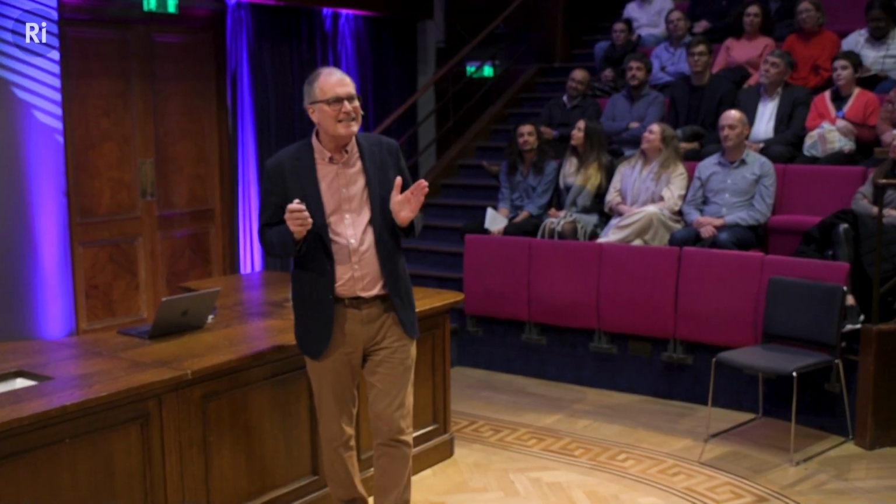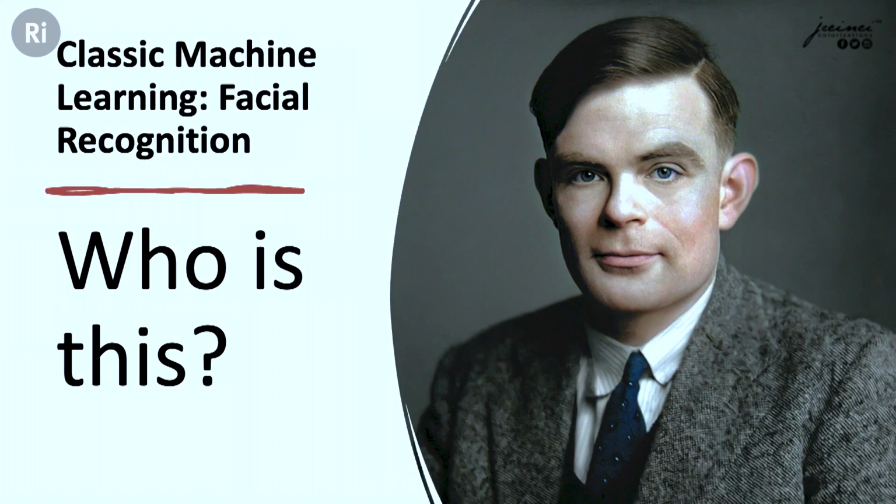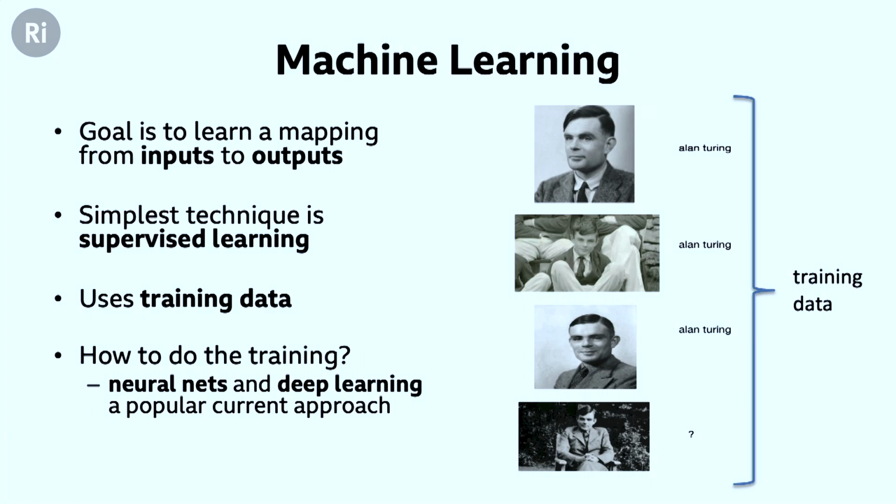So, a classic application of artificial intelligence is to do facial recognition. And the idea in facial recognition is that we want to show the computer a picture of a human face and for the computer to tell us whose face that is. So in this case, for example, we show it a picture of Alan Turing, and ideally it would tell us that it's Alan Turing. So, how does it actually work?